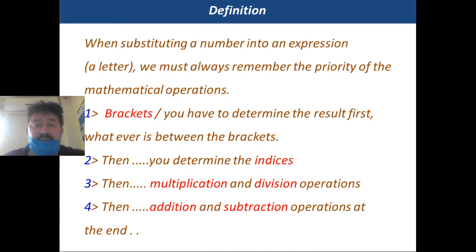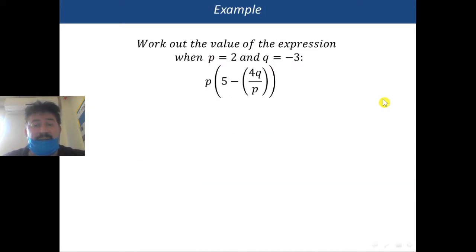Let us see an example, so it looks much easier then. It is in your book and it is solved, but I would like to explain it for you. Work out the value of the expression. You see, he gave values for P and he gave a value for Q. These values can change. They are not fixed. P is now 2, it can be 7, it can be 8.